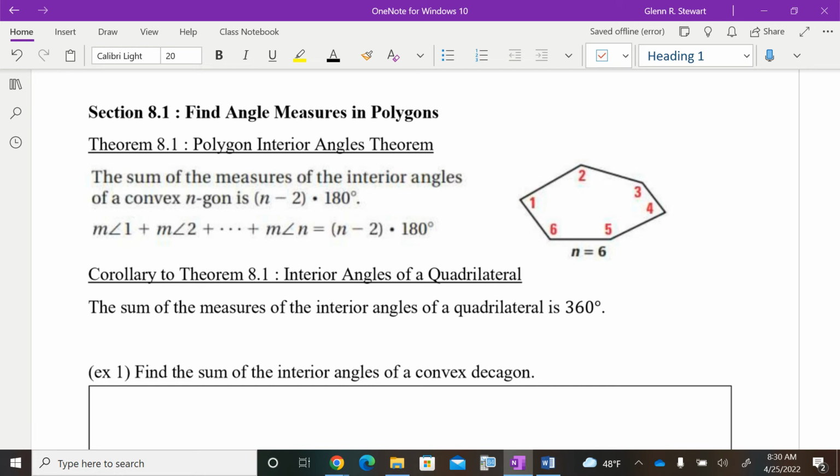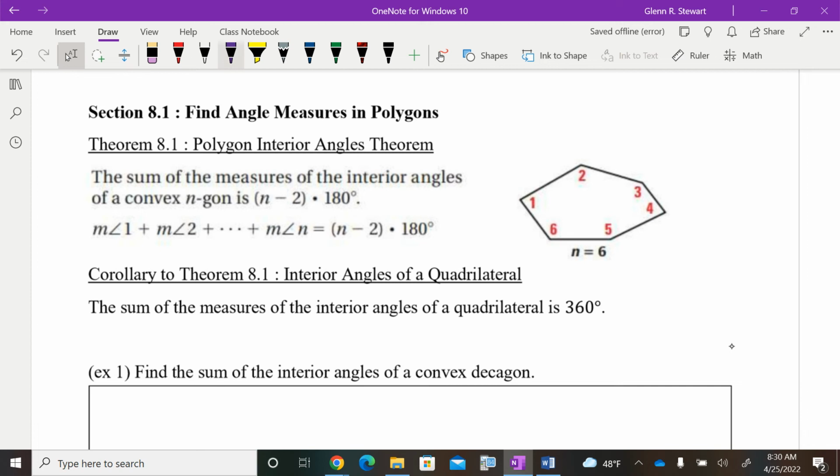Theorem 8.1 is the first thing that we're looking at. This is the polygon interior angles theorem. And for those of you that were in class today, we talked a little bit about an introduction as to how we can actually form that theorem, which is n minus 2 times 180 for the measure of the amount of n's. So if you've got a pencil, you want to highlight or star that little piece, that would be pretty nice to have.